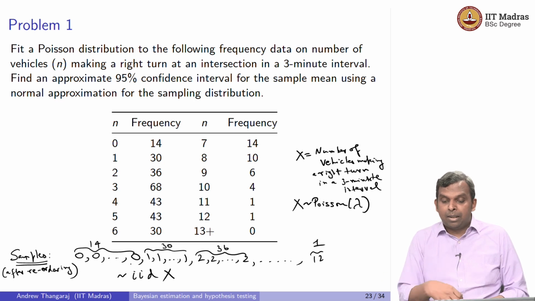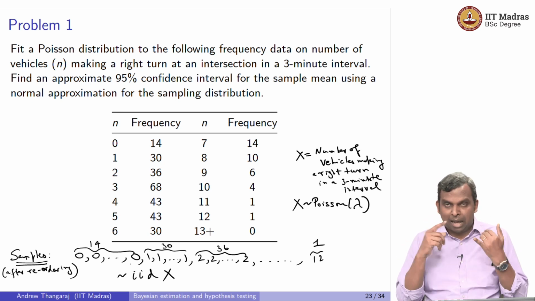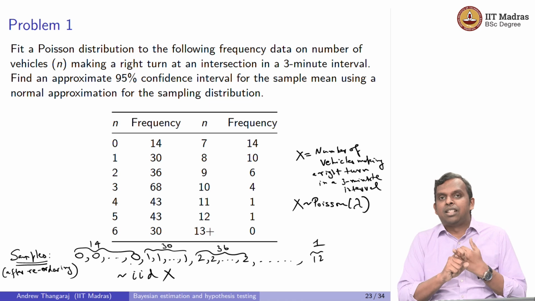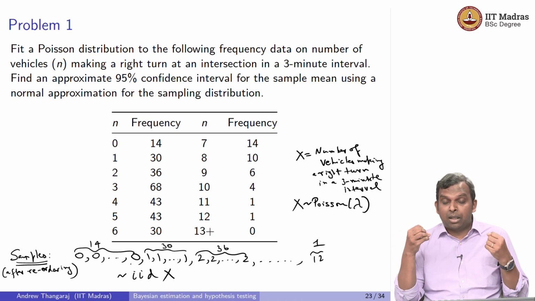And I just tabulated them into a frequency table. Is that okay? So, this is the setting. I have samples, I have the distribution, I have to now find the lambda. That is the goal, isn't it? When you fit the Poisson distribution, you have to simply find the lambda.